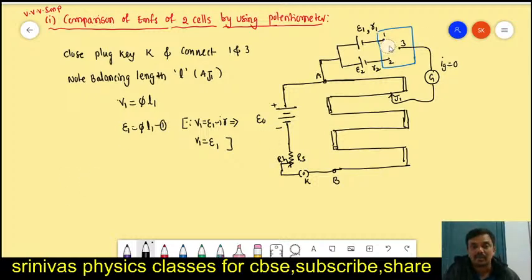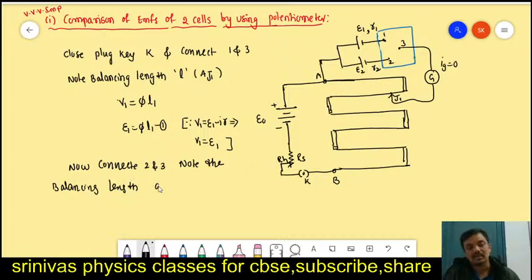Now what you have to do is open the 1 3 connection. Second case: close the plug key. Remove the connection between 1 and 3, and now connect 2 and 3. Follow the same procedure and note the balancing length as L2.